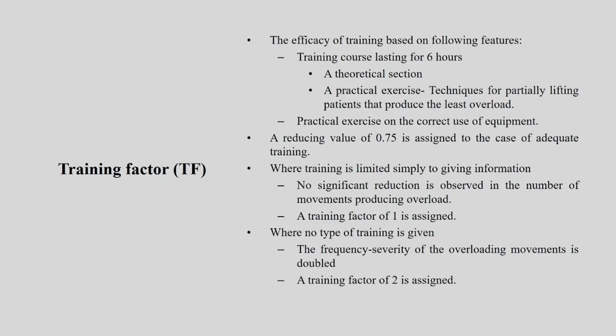So, training also has some categories. If it is effective, then 0.75. If training is there but it is not that effective, then 1. If training is not at all there and it is showing the overload, then definitely the value will be double.